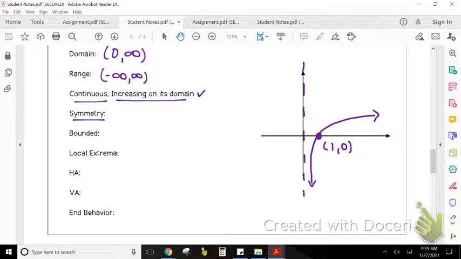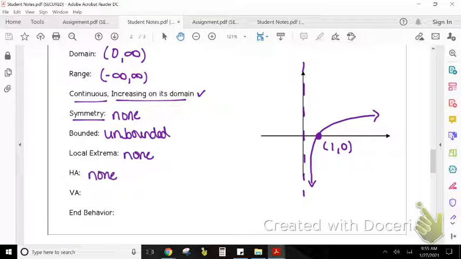Symmetry, it's not symmetric to the x or y. Well, we don't actually check the x-axis because otherwise it's not a function. It's not symmetric to the y-axis or the origin or the line y equals x, which also means it's not even or odd. Is it bounded above or below? Neither, because it keeps going up and down, so it's unbounded. Local extrema, there's no hilltops or valleys. Horizontal asymptote, there's no horizontal asymptote. Vertical asymptote at x equals 0. And then the end behavior.